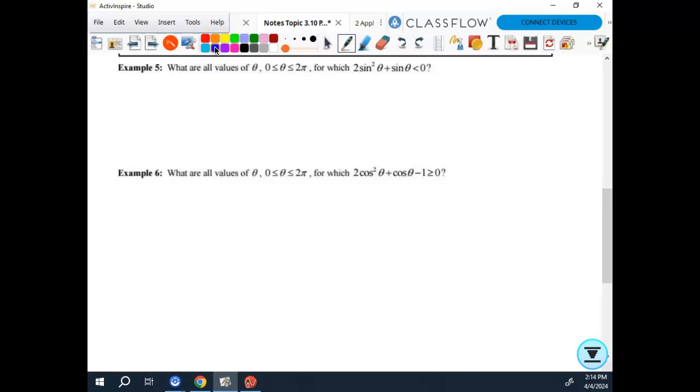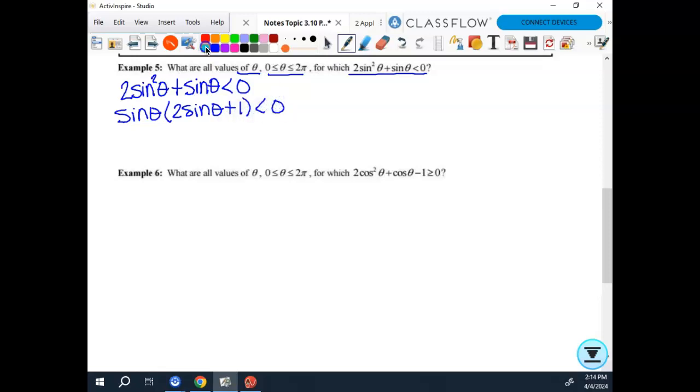What are all the values of theta from 0 to 2 pi for which this is true? We're going to start by rewriting that. 2 sine squared theta plus sine theta is less than 0. Can I factor anything out? Yep, I can factor out a sine theta. That leaves me with 2 sine theta plus 1 less than 0. Then I'm going to do my zero product property.